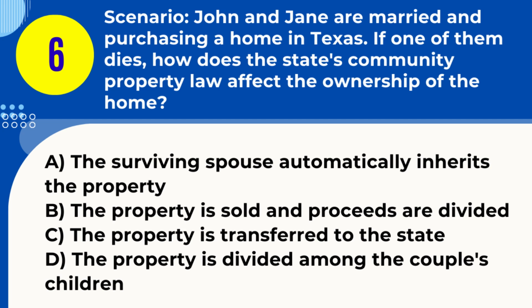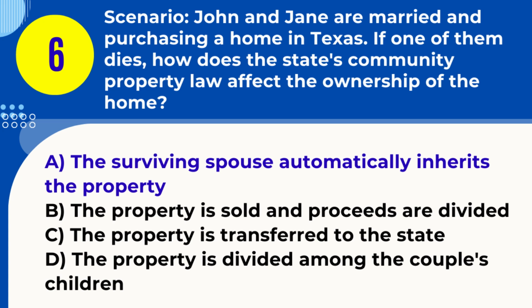A. The surviving spouse automatically inherits the property. B. The property is sold and proceeds are divided. C. The property is transferred to the state. D. The property is divided among the couple's children. Answer: A. The surviving spouse automatically inherits the property.